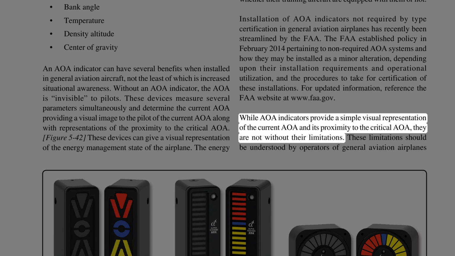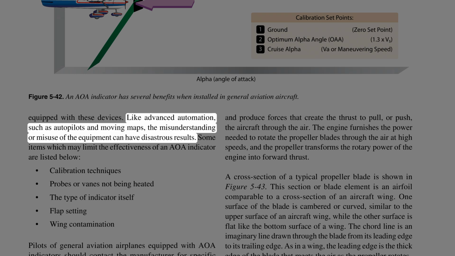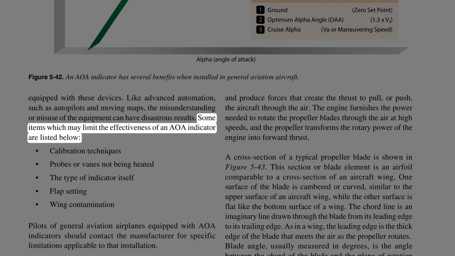While AOA indicators provide a simple visual representation of the current AOA and its proximity to the critical AOA, they are not without their limitations. These limitations should be understood by operators of general aviation airplanes. Equipped with these devices, like advanced automation such as autopilots and moving maps, the misunderstanding or misuse of the equipment can have disastrous results. Some items which may limit the effectiveness of an AOA indicator are listed below.